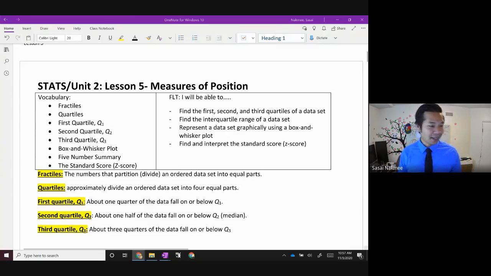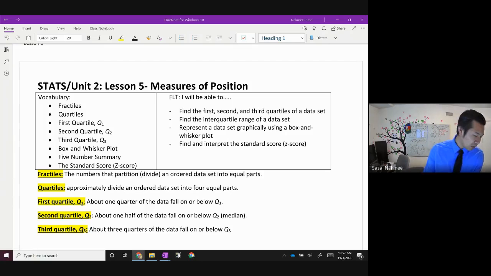All right, so today we're going to be doing 2.5, measures of position. We're looking at things called fractiles, quartiles, Q1, Q2, Q3. That should sound somewhat familiar to you guys, right? A box and whisker plot, 5-number summary, and the standard score or the z-score. This is the intro to a big statistics topic, which is calculating z-score.